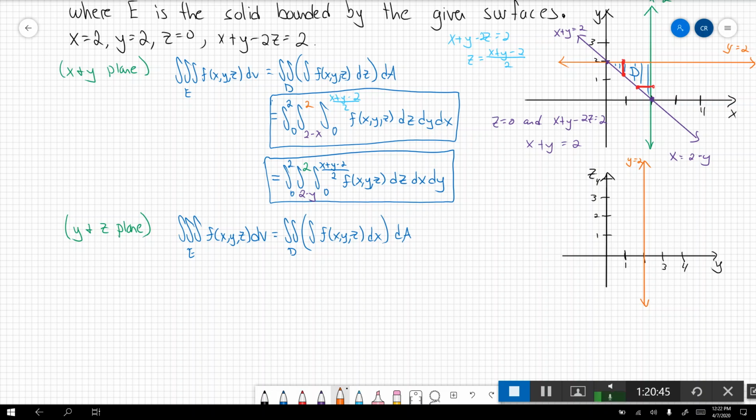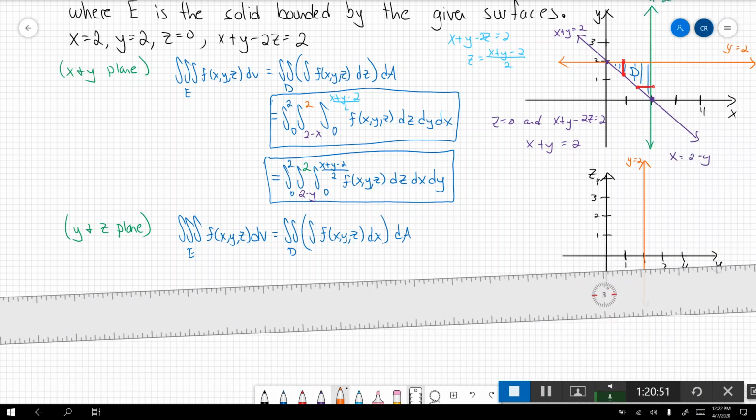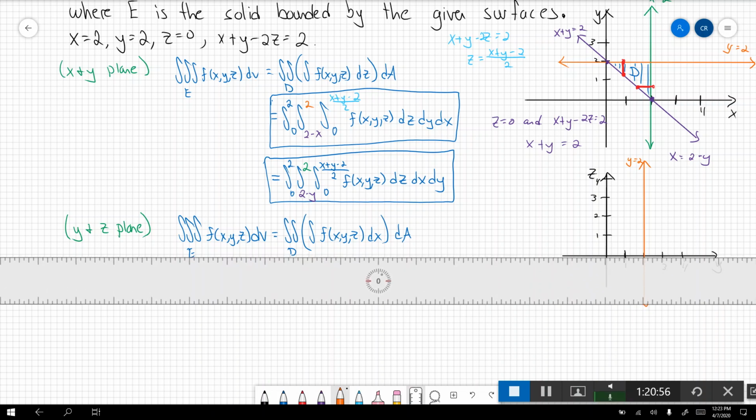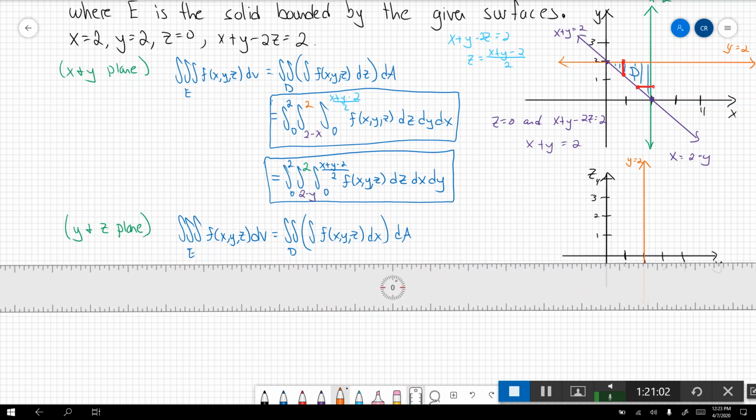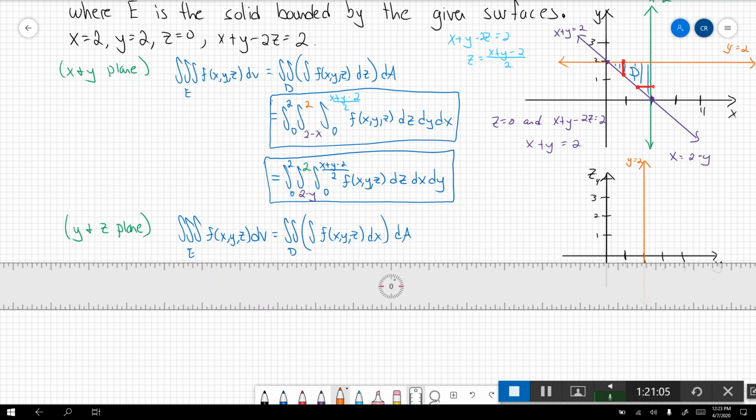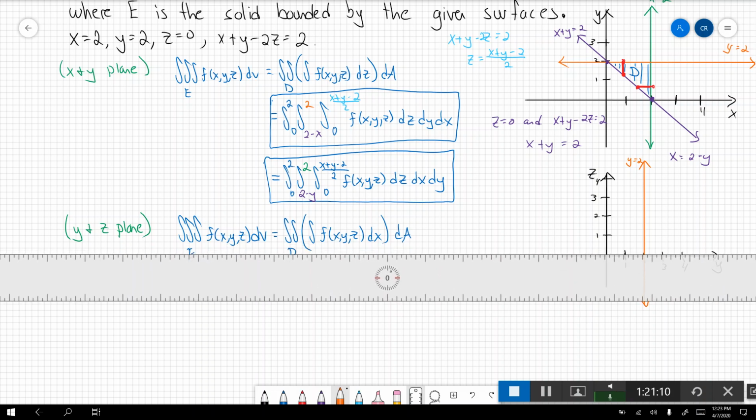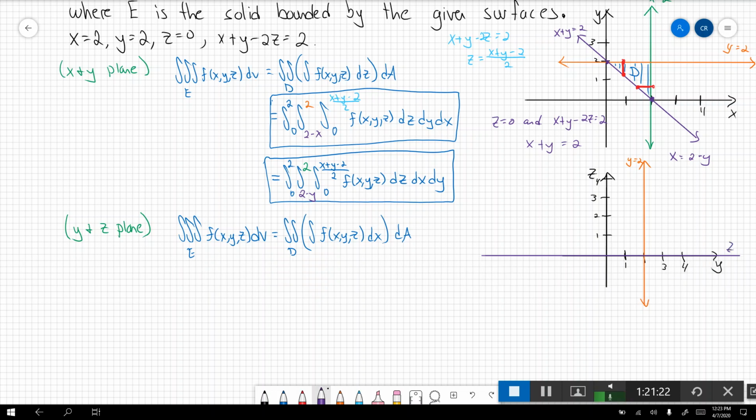So when z is equal to 0, that's going to get me this horizontal piece here. There we are. So that's z is equal to 0. And then I should have one more equation.